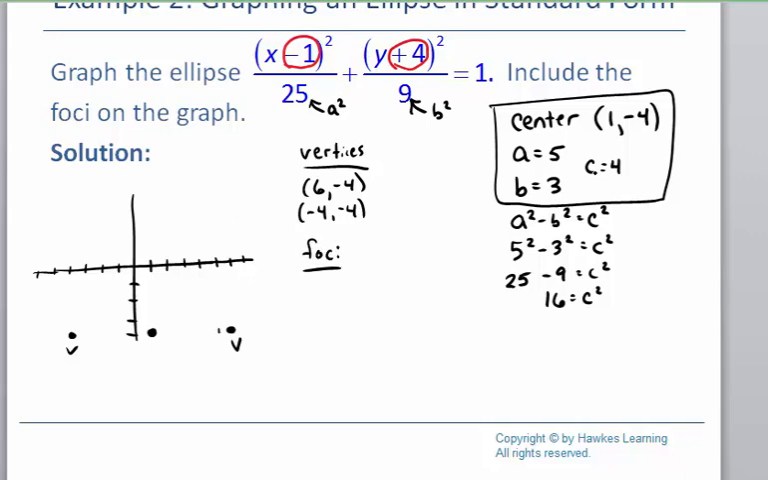All right, so now we can do the same thing for our foci points. Remember that comes from the C. And so we're going to go over 4 units in each direction. 1, 2, 3, 4. And we'll place a focus point here. That's going to be the point 5, -4. And we're going to do the same thing back in this direction. So 1, 2, 3, 4. So that's going to be the point -3, -4.